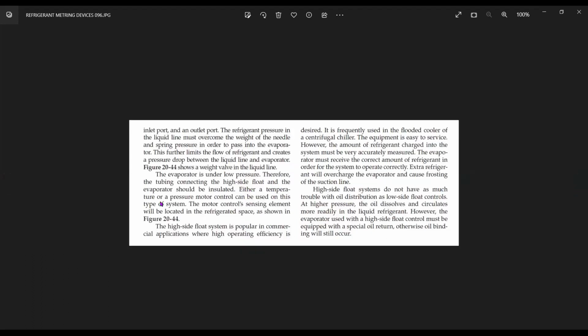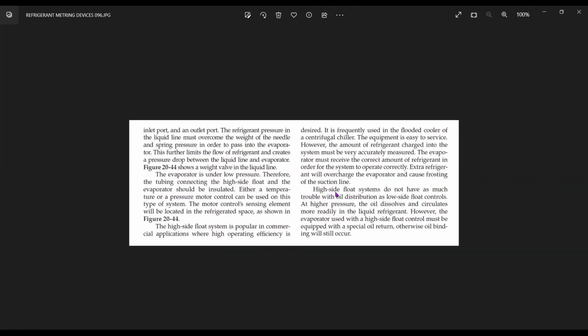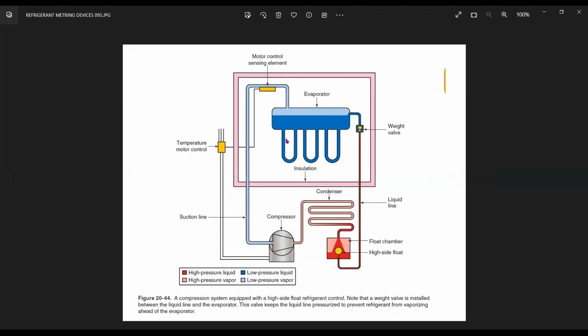So basically, it can be either a temperature or the pressure. High side fluid is popular for commercial applications with high operating efficiency, like big chiller plants. I have seen one reverse ship with this type of fluid system, where you have large screw compressors and very big reverse plants.